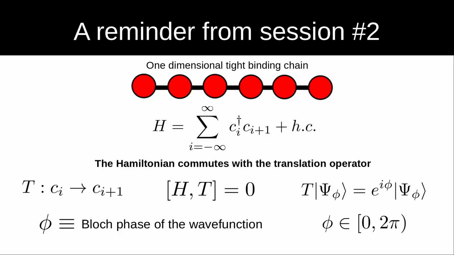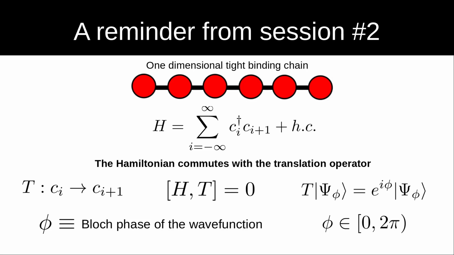This is something that we already did partially in the previous session, and we are going to build on top of some of the tricks that we developed back then. So just as a reminder, let us look at the one-dimensional tight-binding model. This is just a simple model where we have a chain of sites and there's a finite hop in between them, so that we write the Hamiltonian as c dagger i, c i plus 1 plus the Hermitian conjugate.